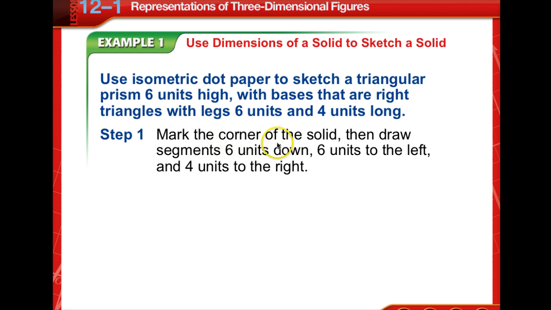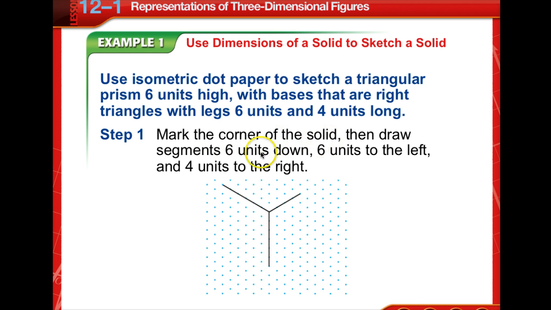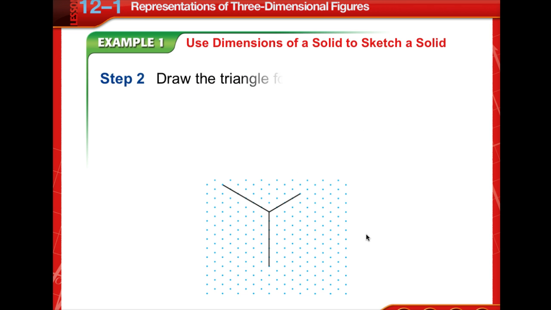So first of all, we're going to mark the corner of the solid and then draw segments 6 units down, 1, 2, 3, 4, 5, 6, 6 units to the left, 1, 2, 3, 4, 5, 6, and 4 units to the right, 1, 2, 3, 4. This is called isometric dot paper. Draw the triangle for the top of the solid. Okay, so we're going to enclose this to make a triangle.